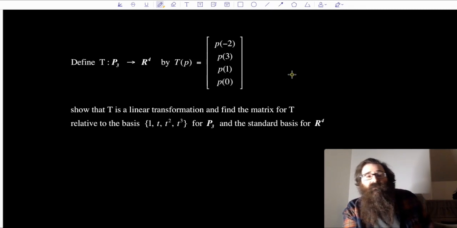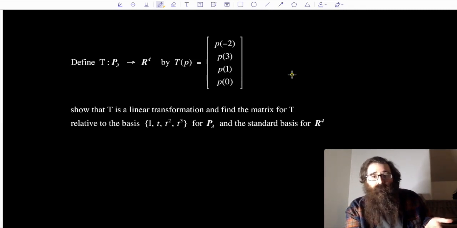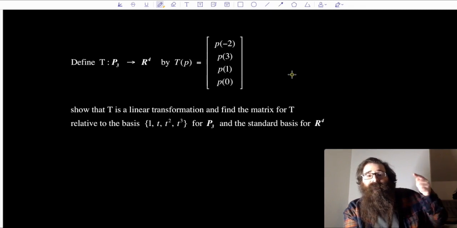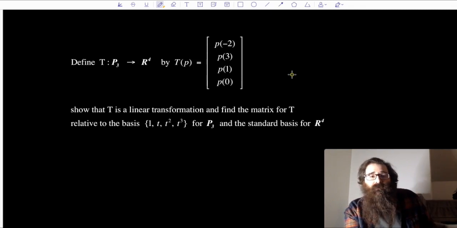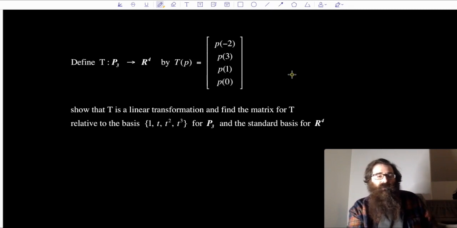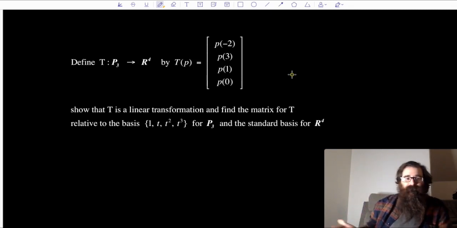So essentially, we're given a polynomial of degree at most 3, and we're going to fill in these 4 entries of a vector just based on what we get when we plug numbers into the polynomial. Plug -2 in, plug 3 in for the variable, plug 1 in, plug 0 in. And that's how we're going to build these vectors. I want to start by showing that T is a linear transformation.